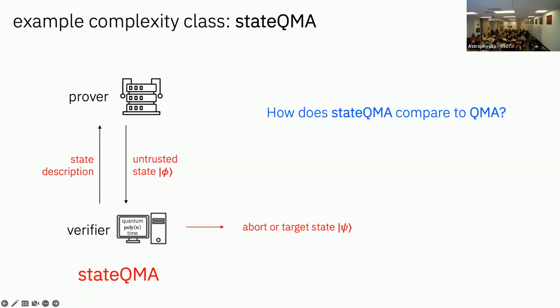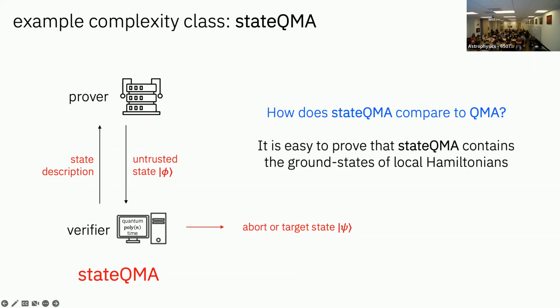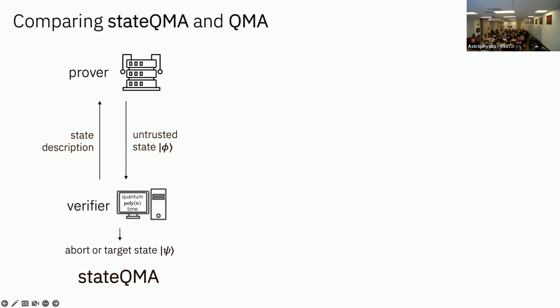And you could ask, how does this class state QMA compare to QMA? One thing you can show is that it's easy to prove that state QMA contains the ground states of local Hamiltonians. And you can say a little further: morally it exactly equals the set of ground states, up to some notion of approximation. But now if you try to compare state QMA and QMA, you realize that it's almost intangible. Everything you could say about QMA, you might not exactly be able to say.